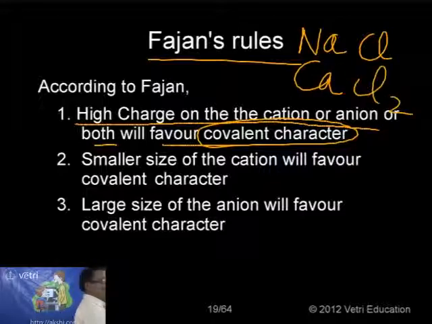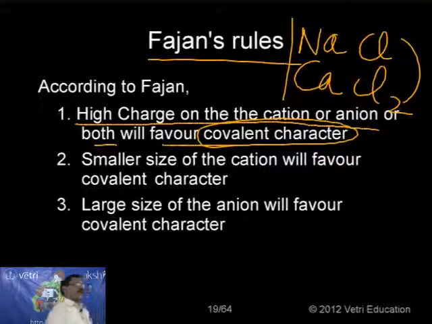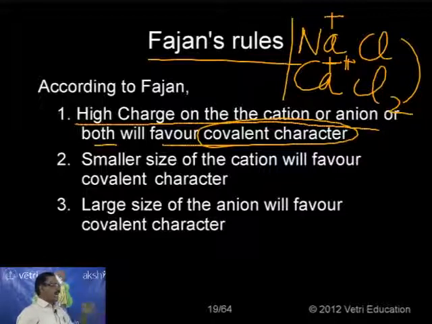Suppose you compare it with calcium chloride. The interesting information: I am keeping chlorine common, but the metal I am changing. The positive ion I am changing. You compare the ionic state. So Fajan's rule gives a very clear idea of which is more ionic. Because of higher charge on the cation. So in sodium, 1 plus; in calcium, 2 plus. Kindly follow. Fajan's rule says higher charge on the cation will favor covalent character. Here the anion is common, there is no problem.